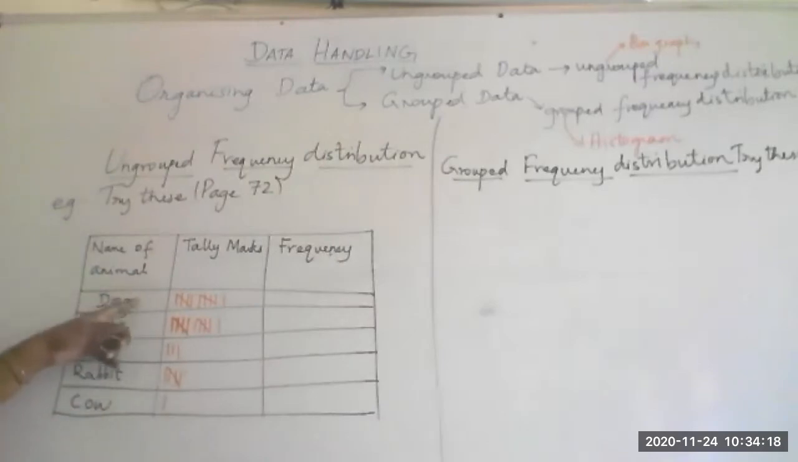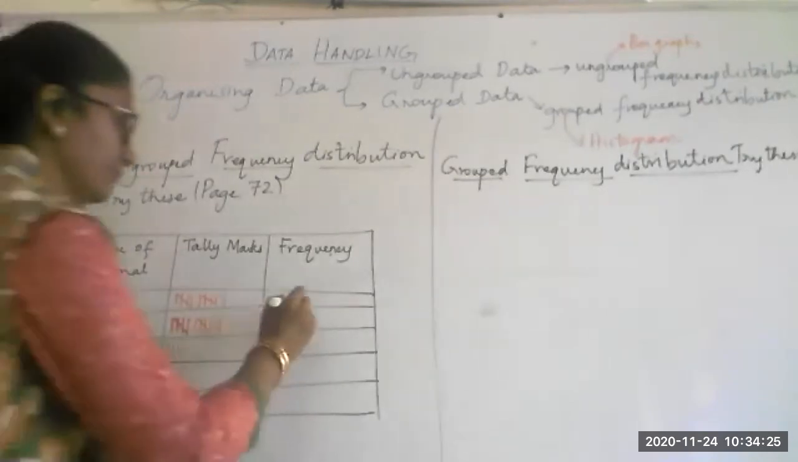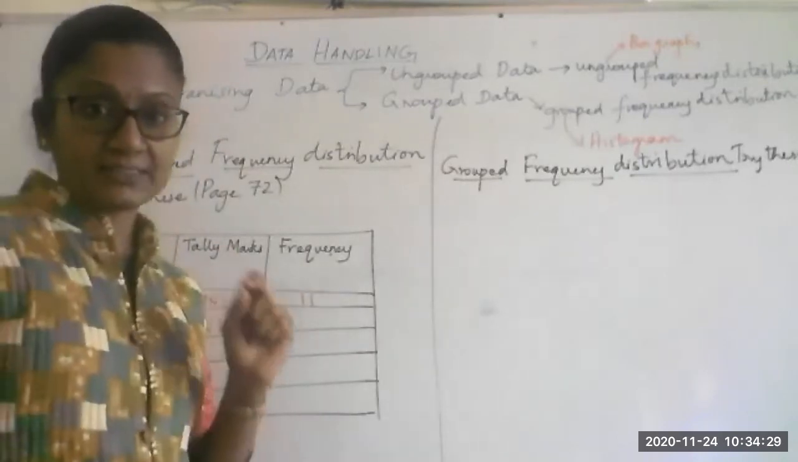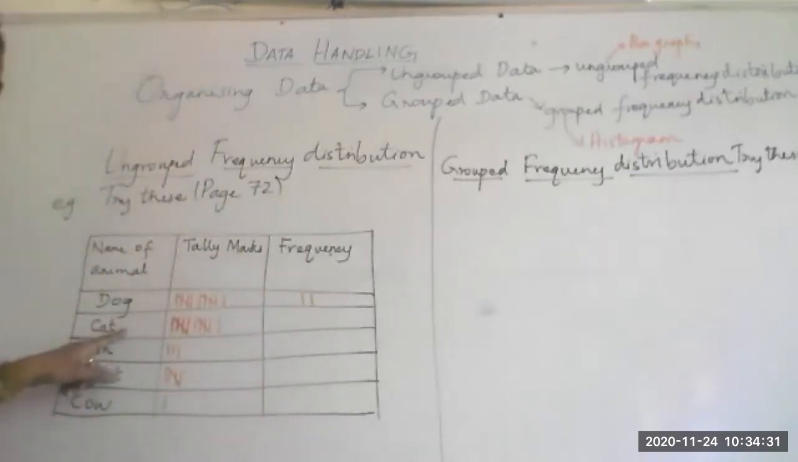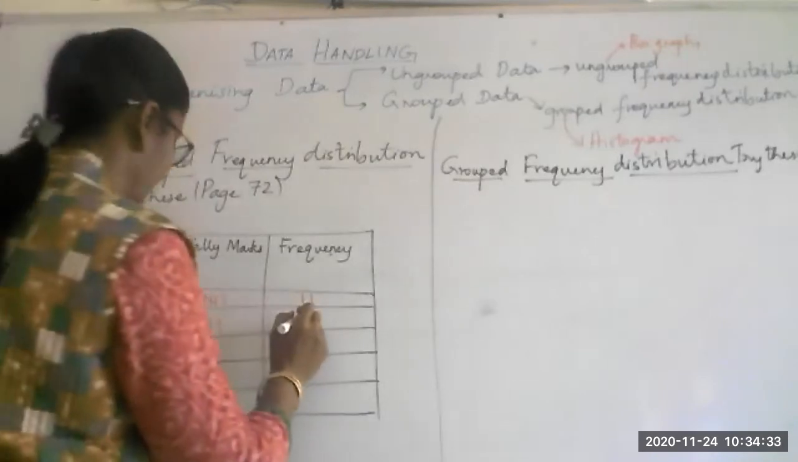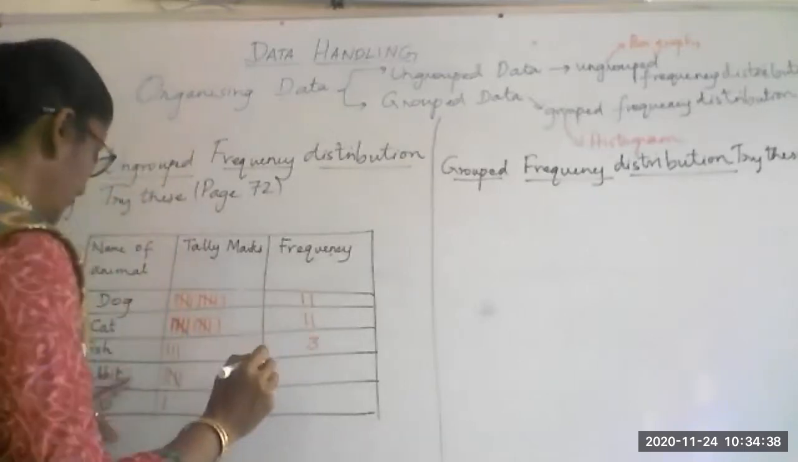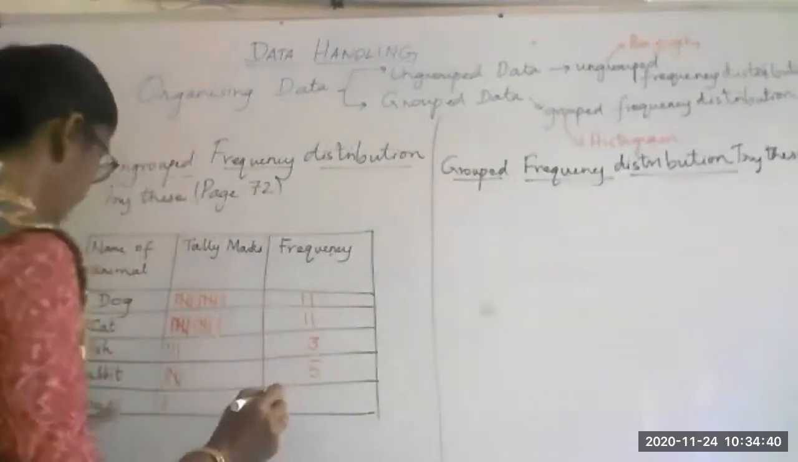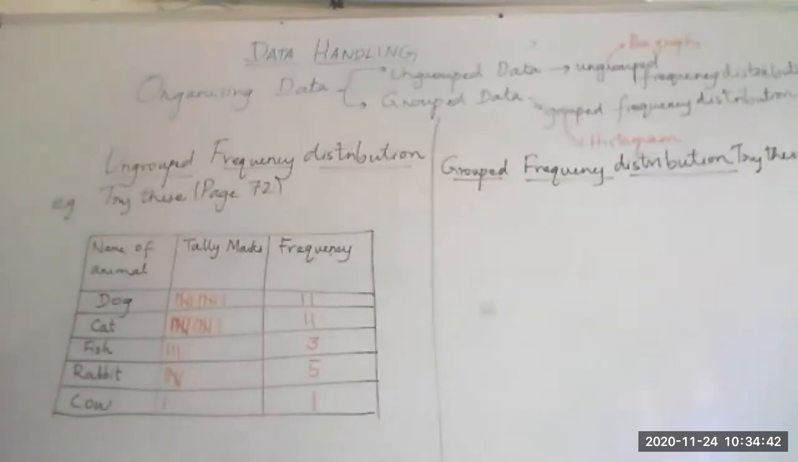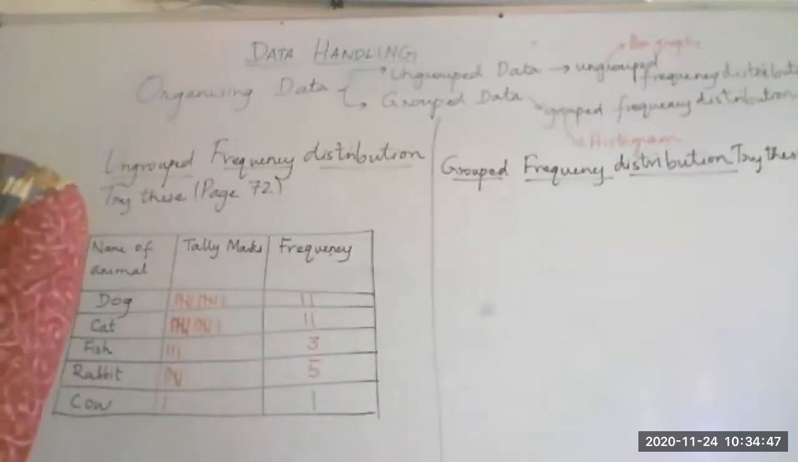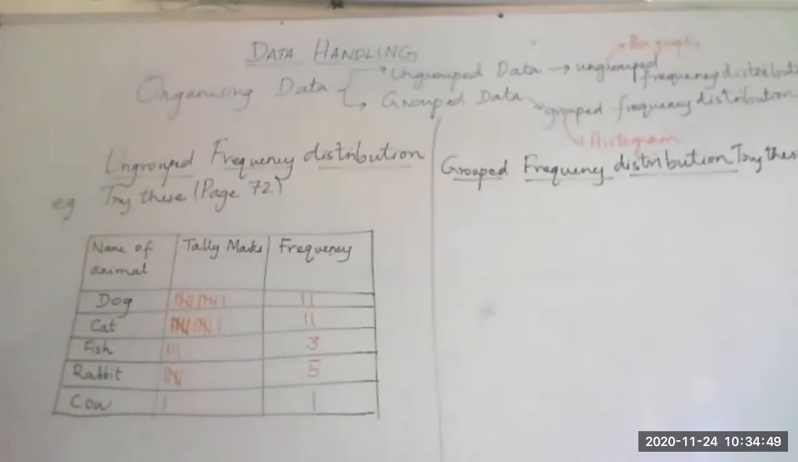Now see how many of them would like to have dog as their pet. So this is 5, 10 and 11. You must do it very carefully because you can't afford to miss even a single entry. Cat, it is 5 plus 5, 10 plus 1, again 11. Fish, it is 3. Rabbit, it is 5. And cow, it is 1. Alright. Now this, when you add, it should be exactly the same as the number given in the raw data.